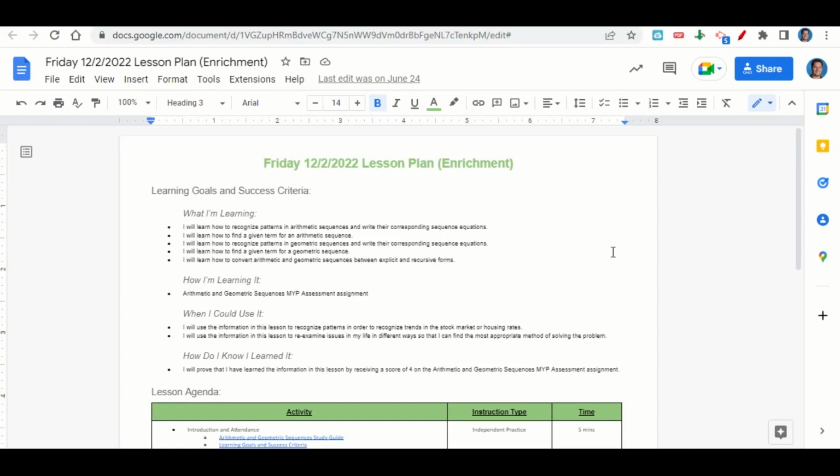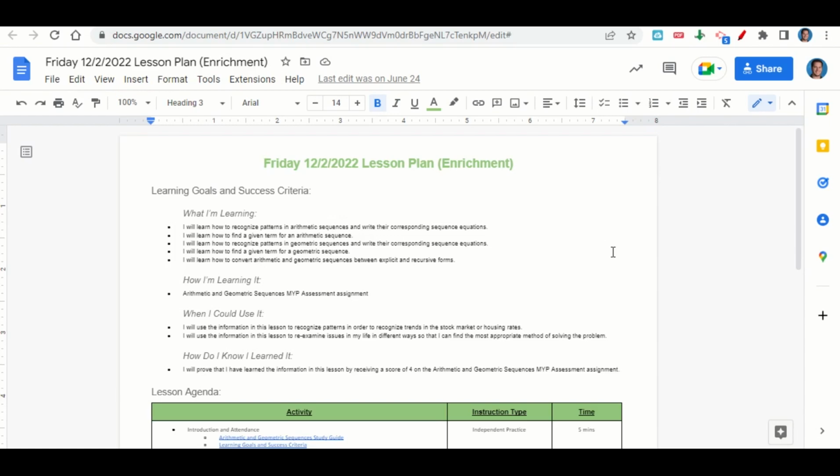First, what are we learning? We're learning how to recognize patterns in arithmetic sequences and how to write their corresponding sequence equations, how to find a given term for an arithmetic sequence, how to recognize patterns in geometric sequences and write their corresponding sequence equations, how to find a given term for a geometric sequence, and how to convert arithmetic and geometric sequences between explicit and recursive forms. How are we learning it?